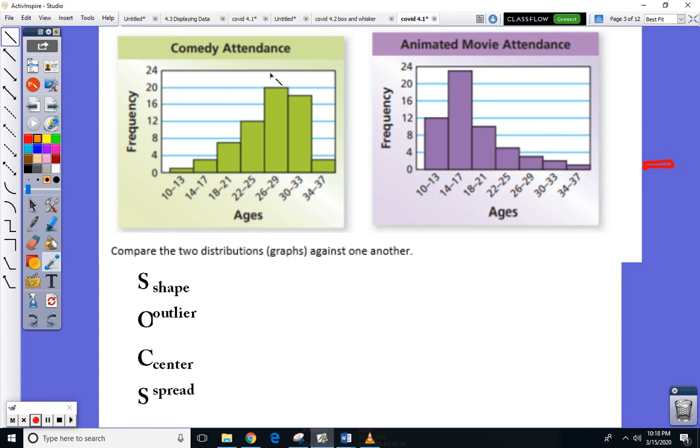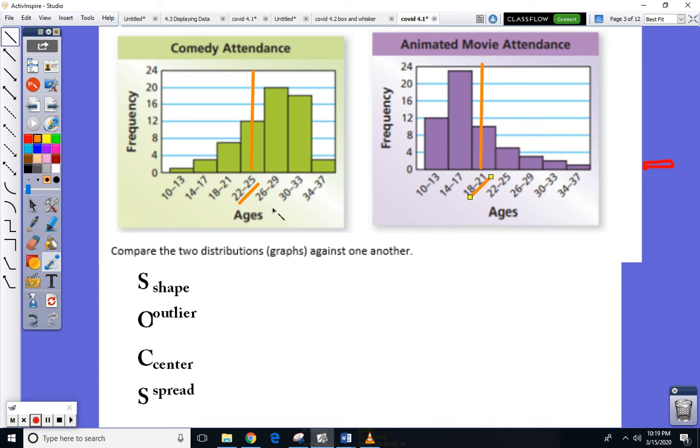If it's skewed left or skewed right, you usually find the highest bar and you go 1 over. So there is the center there. So the center of this one is somewhere in between 22 and 25. And over here, you find the highest bar, and you typically go 1 over towards the tail. So center is going to be somewhere in there, which is 18 to 21.